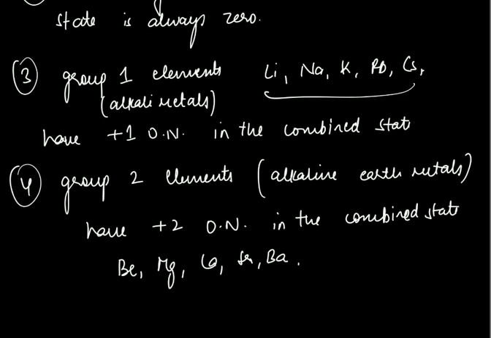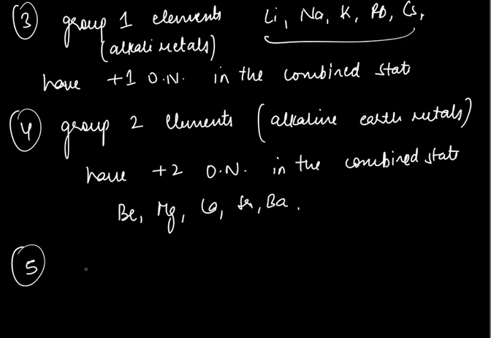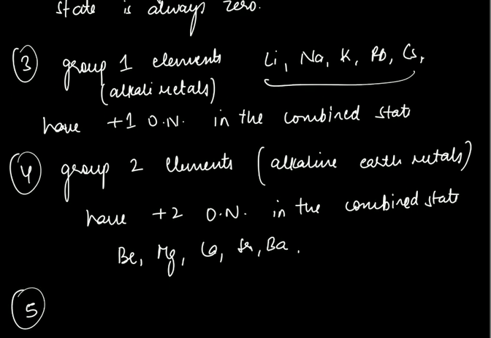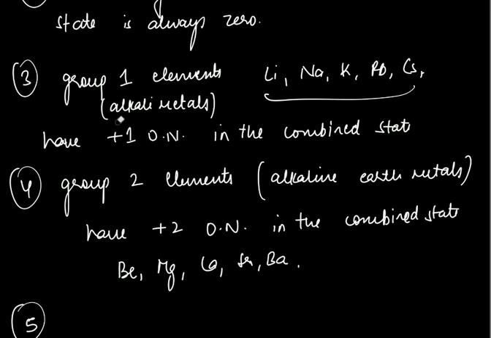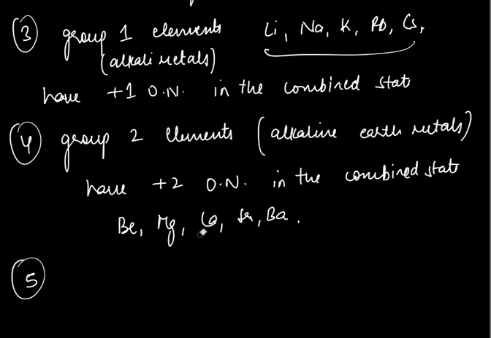Then we talk about hydrogen. So remember, group 1 elements are metals, they have the tendency to donate electrons, that's why +1 oxidation number. And group 2 alkaline earth metals also have the tendency to donate electrons. Again, exceptions can be there. So +2 oxidation number will be assigned if they are in the combined state.